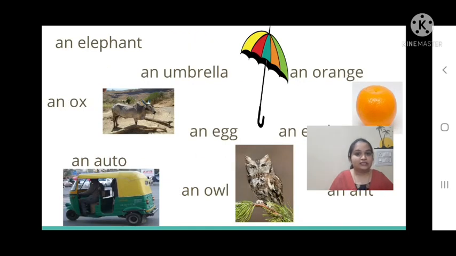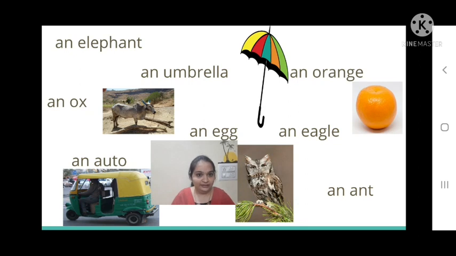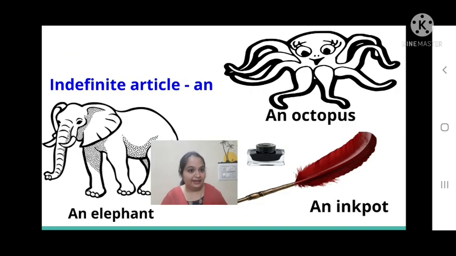Let us see some examples of the indefinite article an: an elephant, an ox, an auto, an umbrella, an egg, an owl, an orange, an ant, an eagle, an octopus, an ink pot. These words also start with vowel sound letters, they are singular, and we are talking about them for the first time.